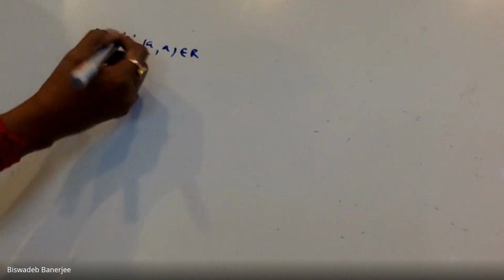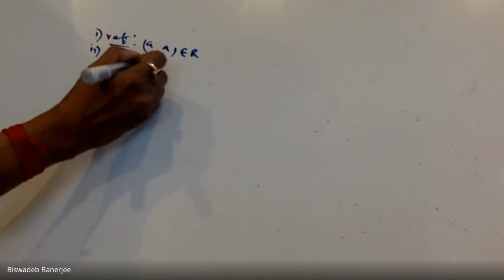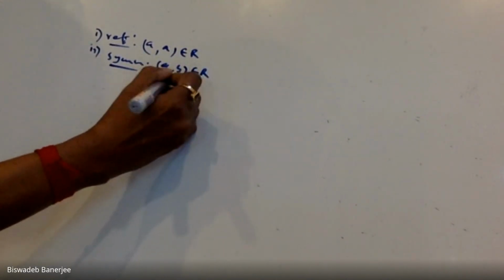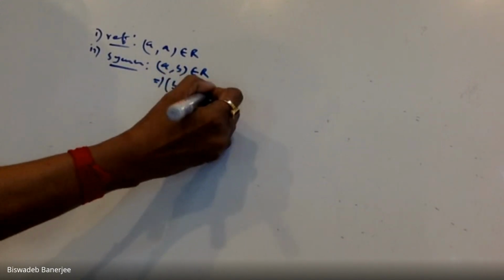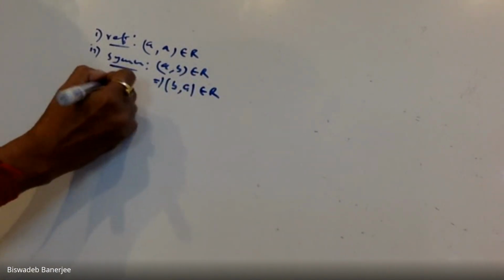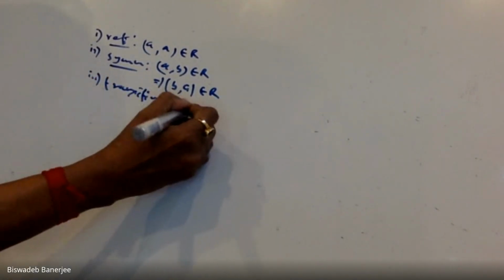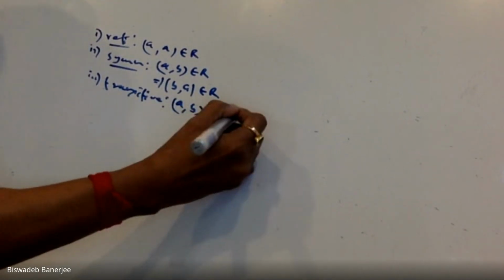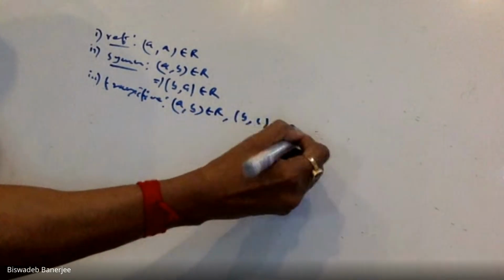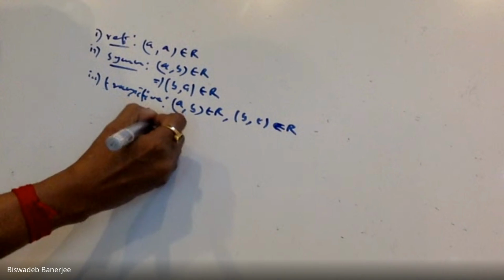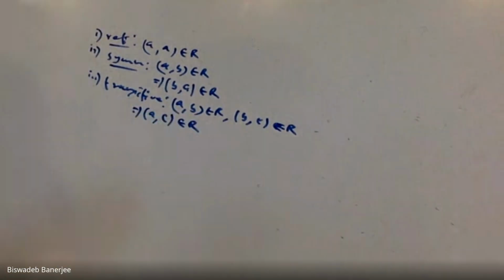Number two, symmetric. What is the meaning of symmetric relation? If (A, B) belongs to the relation, it implies (B, A) also belongs to this relation. And number three is transitive. What is the meaning of transitive relation? If (A, B) belongs to R and (B, C) belongs to R, it always implies (A, C) belongs to R. So we defined these three types of relation in my previous video.